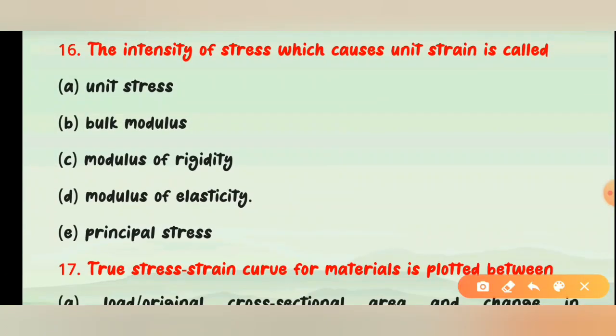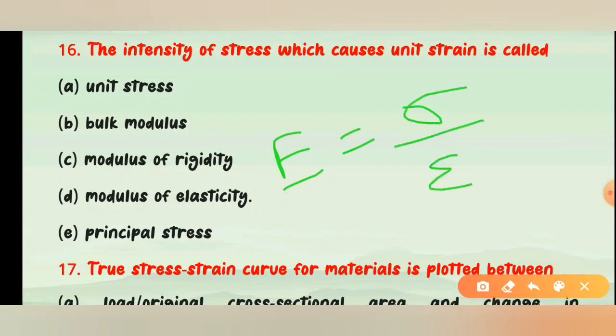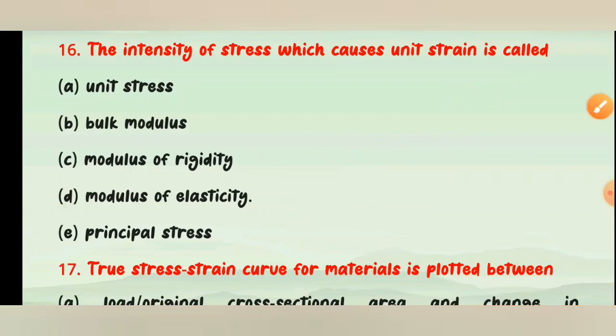Next, the intensity of stress which causes unit strain is called. We know that modulus of elasticity equals stress upon strain. So, Young's modulus is also called the unit of stress which causes unit strain. So, option D is the correct answer.